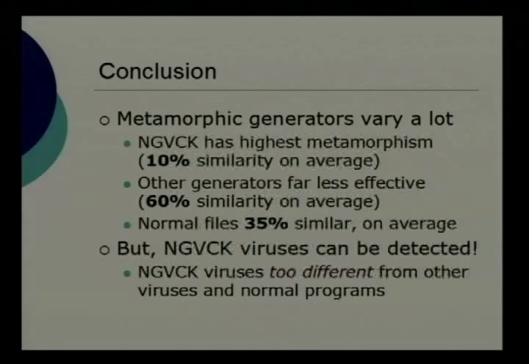So what does this tell us? First of all, from the comparison tests, we know that metamorphic generators actually vary a lot. Even though we can find a lot on the internet, they may not all be effective in terms of generating metamorphic code. ENVIC seems to be the most effective because the viruses they generate are only 10% similar. Other generators are less effective. Some are 60% or 70% similar. When we compare to normal files, they are only 35% similar, so we know how to rate them.